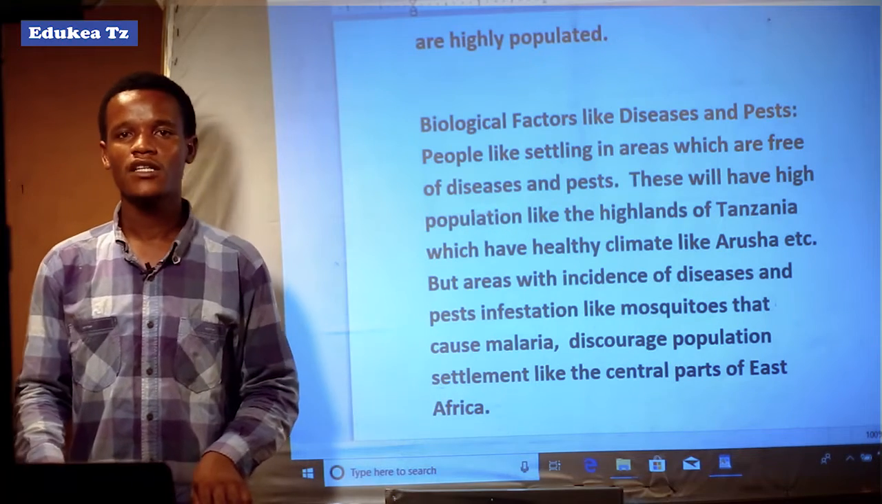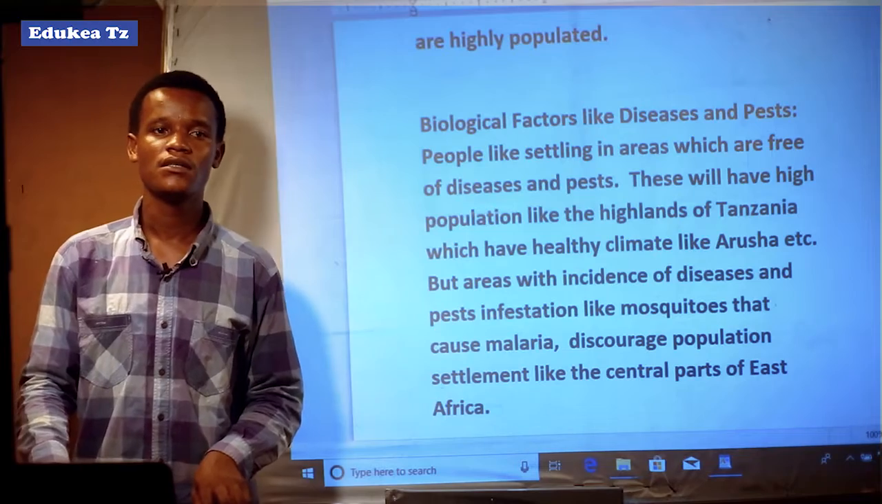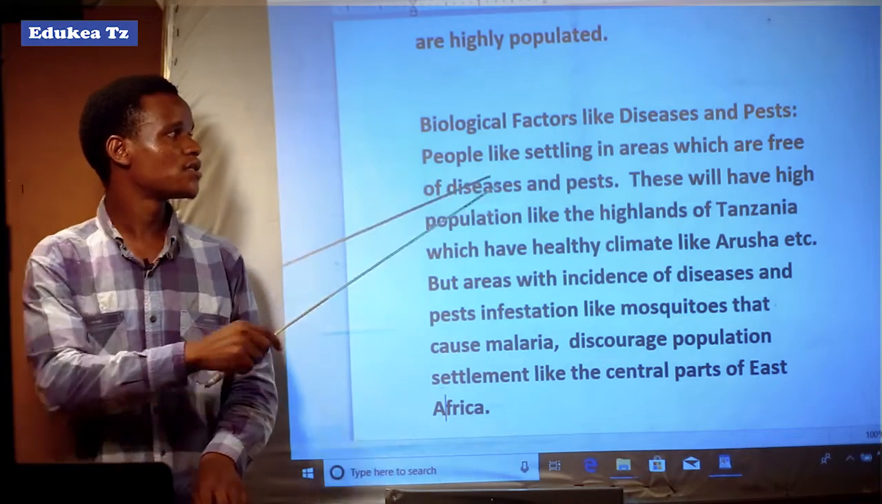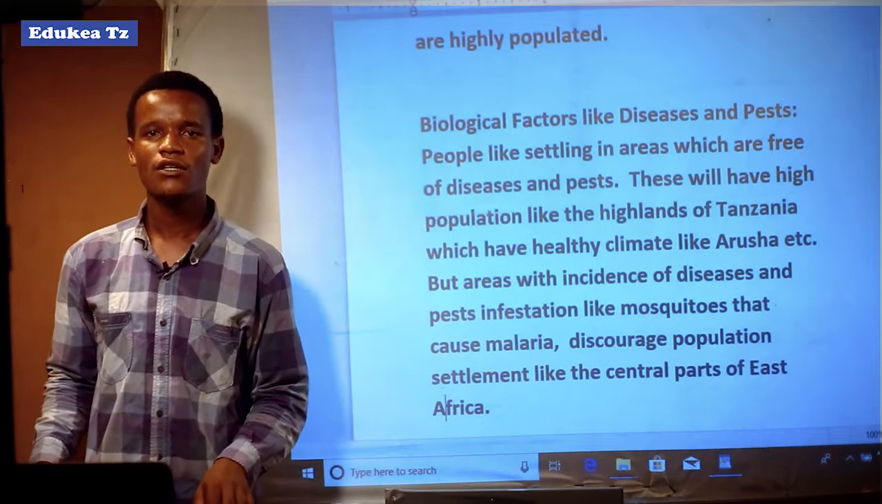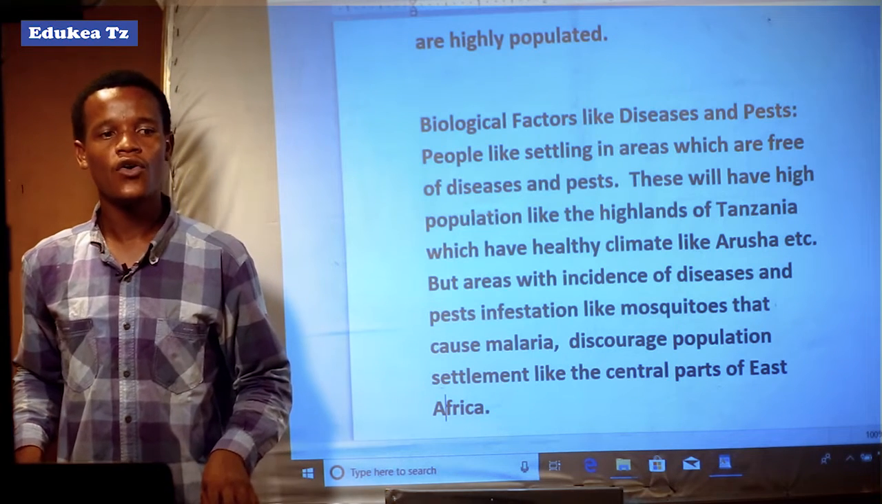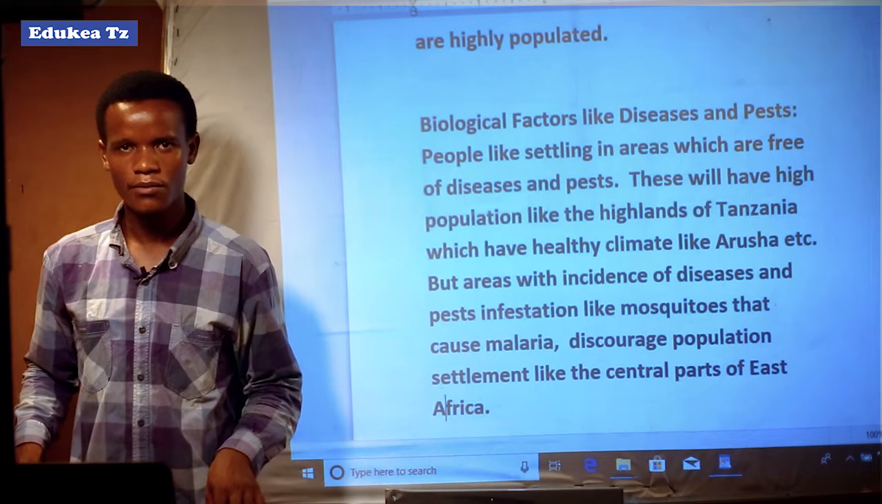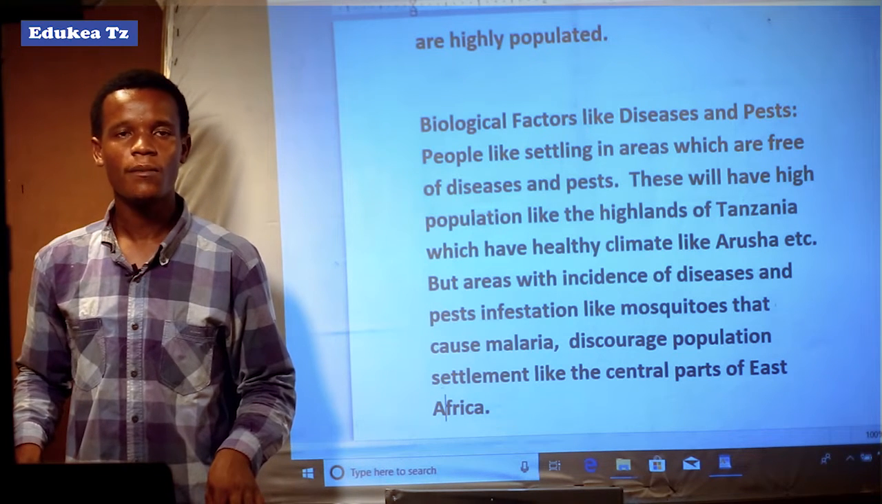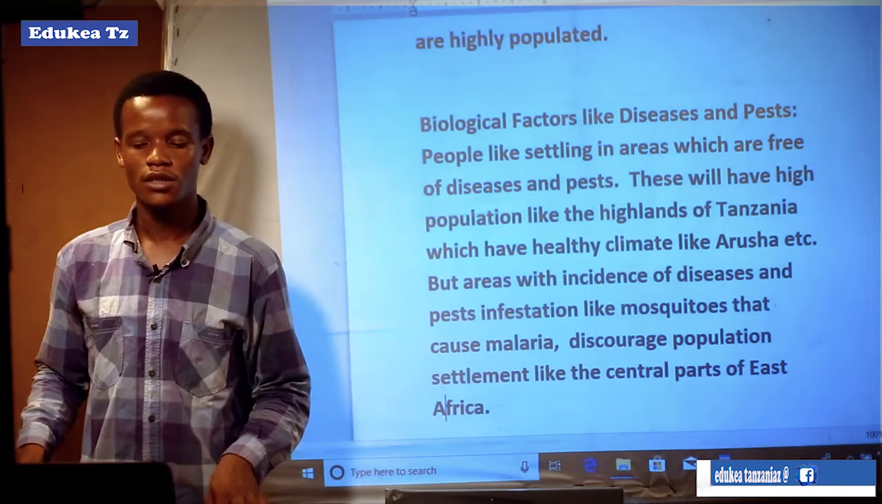Another is the biological factor. Here we are going to look at diseases and pests. People like settling in areas which are free of disease. People are attracted to live in areas that have no diseases. So the areas that have disease do not attract people to go and live there. So the biological factor is among the factors that lead to the population distribution.